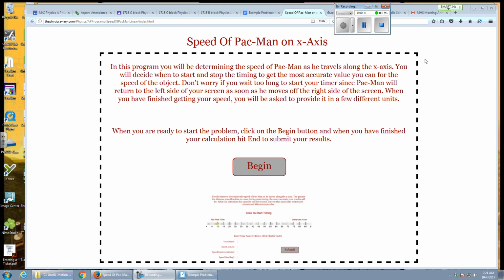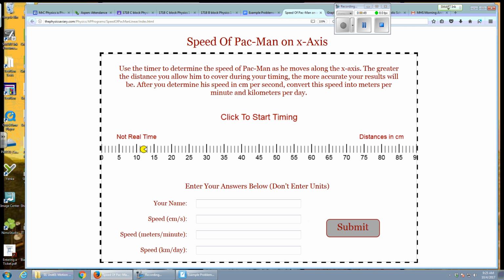Okay. So why don't we do this speed of Pac-Man one first, and then we'll do a graphical one. Okay? So in this one, they're asking us to calculate the speed of Pac-Man. I'm assuming everyone knows what Pac-Man is. Is that an okay assumption? Yes? Okay. And as he moves across the screen, and then they say we're going to play with different units, we'll probably just do it in our base units. All right? So we've got Pac-Man there moving across the screen, and we can do the timing.